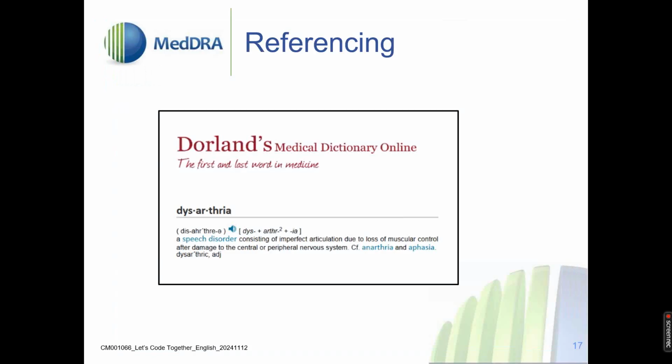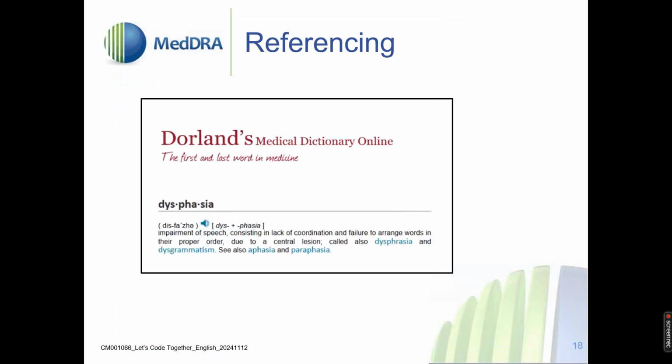So let's look at what Dorland's Medical Dictionary says about dysarthria. It's defined as a speech disorder consisting of imperfect articulation due to loss of muscular control after damage to the central or peripheral nervous system. So it's a mechanical problem, dysarthria, about articulation of the words through movement of the mouth. So that's what that one means. It could cause a difficulty in talking, but we don't know that that's what's happened to this patient.